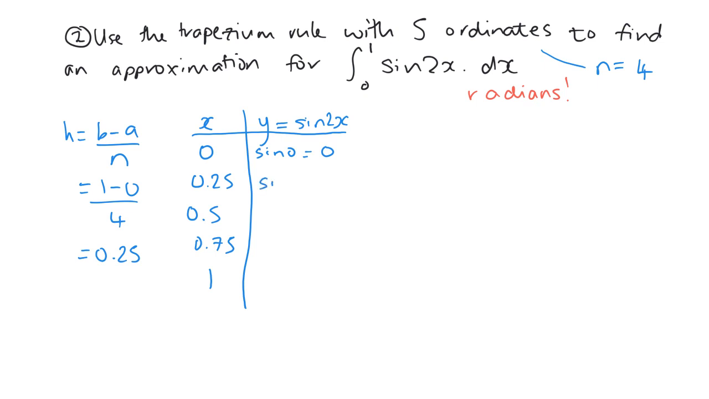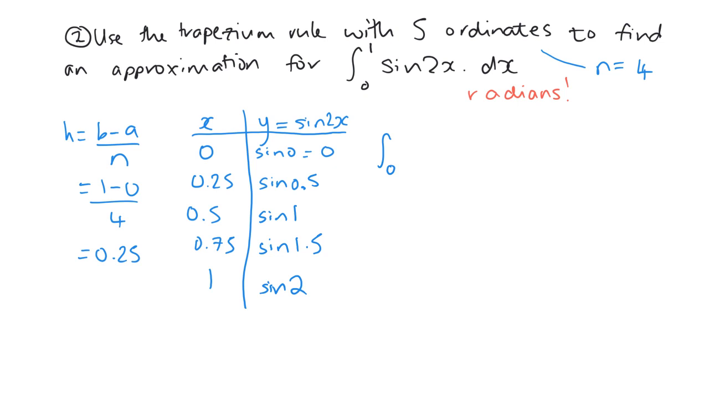The rest of them I would just write in this table as sine 0.5. Remember, it's 2 times 0.25. Then 2 times 0.5, sine 1. 2 times 0.75, sine 1.5. And the last one, sine 2. I wouldn't work them out as decimals here. Just keep them as the exact values there.